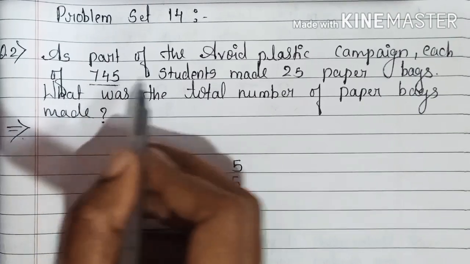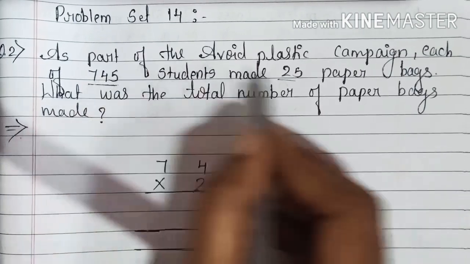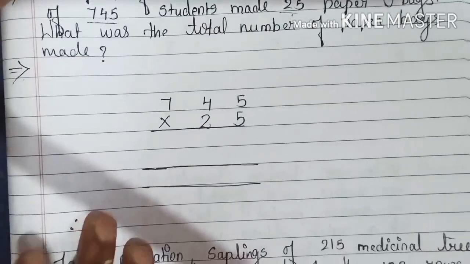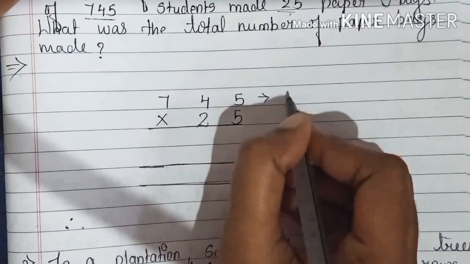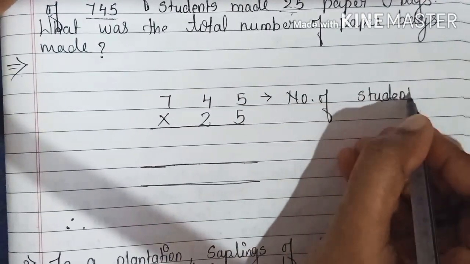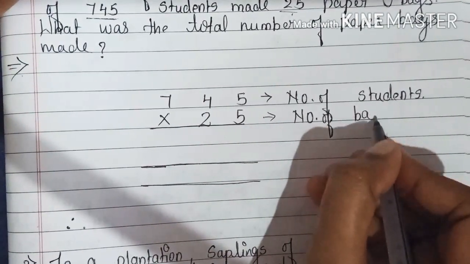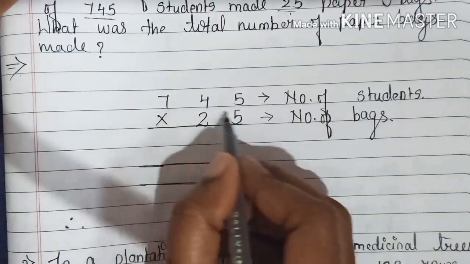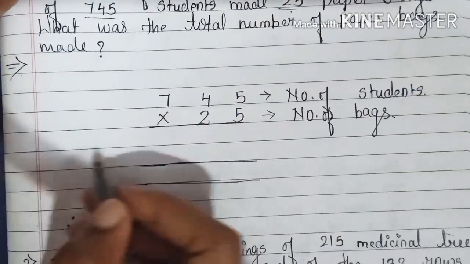We have to find out the total number of paper bags made by 745 students. So here we will multiply 745 by 25. This 745 is the number of students, and this 25 is the number of paper bags. So I have written 745 multiplied by 25. To find out the total number of paper bags made by 745 students, we will multiply the number of paper bags with the number of students.